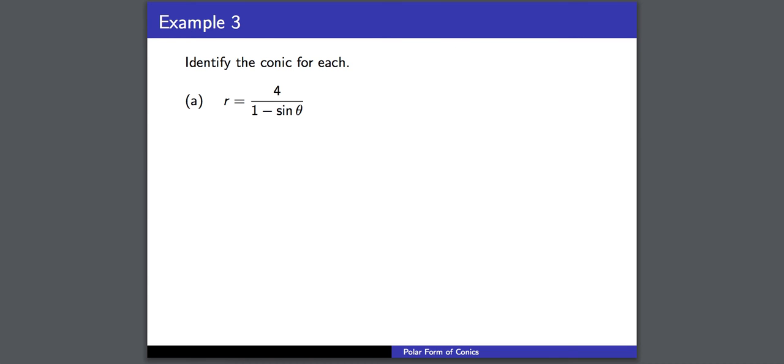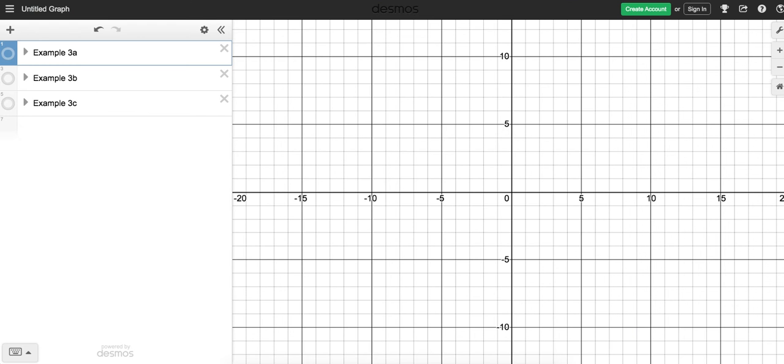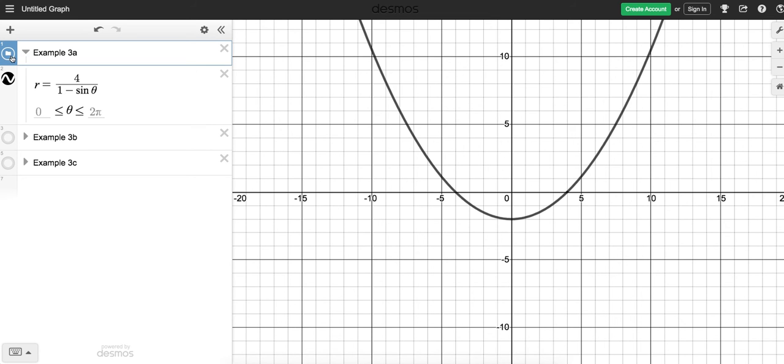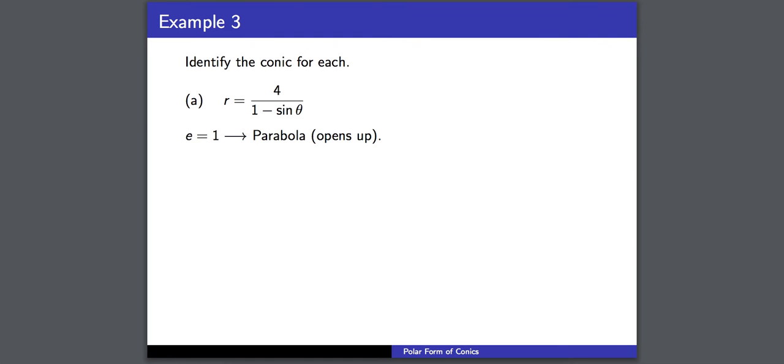So if we take a look at the graph of 4 over 1 minus sine of theta, we have a parabola opening upward and our vertex is at (0, -2), and our x-intercepts are at plus or minus 4, 0. So it's a parabola. Since e is equal to 1, it's going to open upward. Vertex, as we said, is (0, -2), and our x-intercepts are at plus or minus 4 and 0.